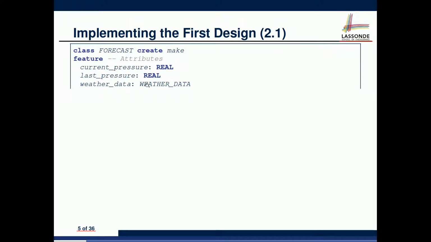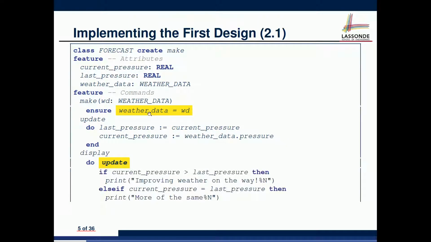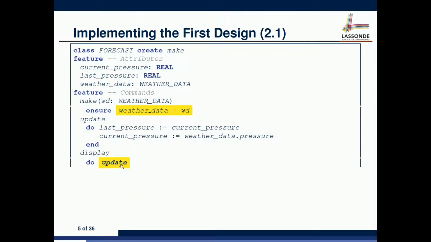And of course, the weather data, as I said, might be geographically distributed. So it will take some bandwidth and computing resources every time you try to call a method or feature on the weather data. It's a remote procedure call. That's the most important thing to keep in mind for the first design. And then every time you try to create an object of type forecast, for example, you will have to assign the parameter into the weather data. That's easy. And every time you try to display, the first step will be to update.